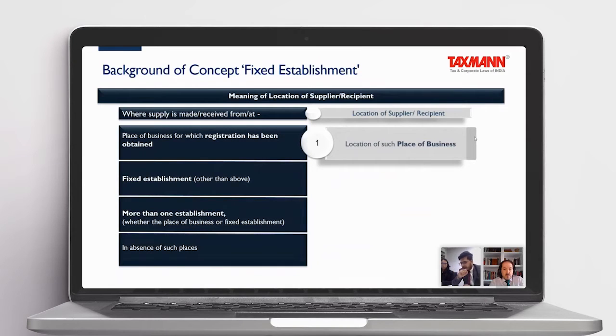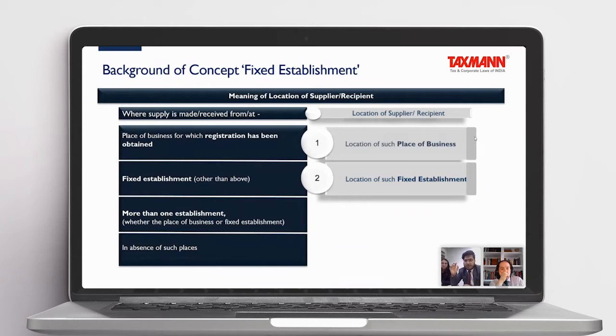Another part of this definition, the second limb, is about the fixed establishment, which is the subject matter of our discussion, right? If a place qualifies as a fixed establishment, then the location of supplier from the billing perspective, or the location of recipient from the perspective of claiming the credit, would be the fixed establishment.